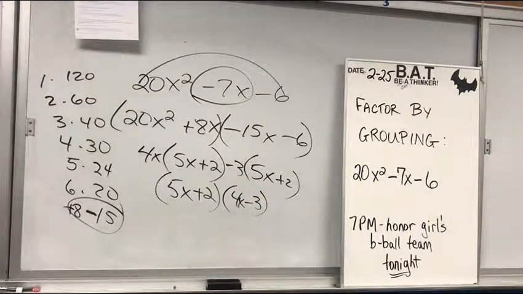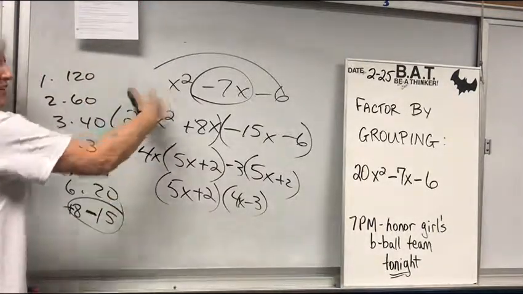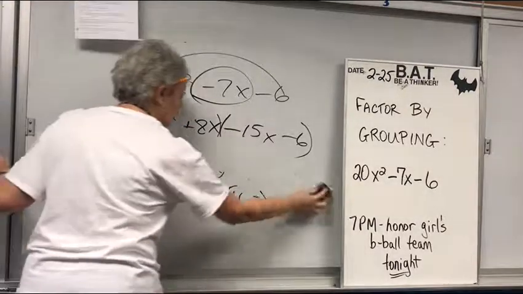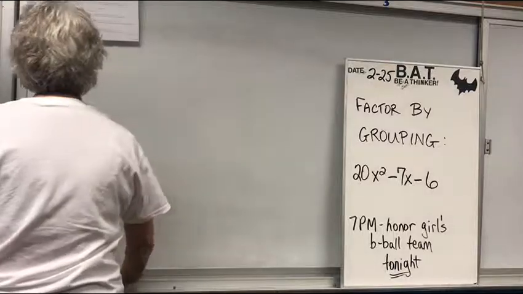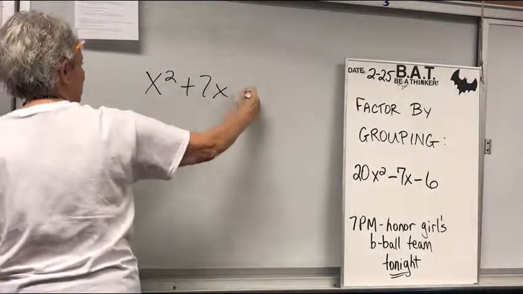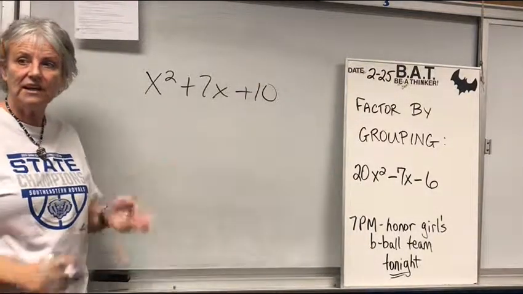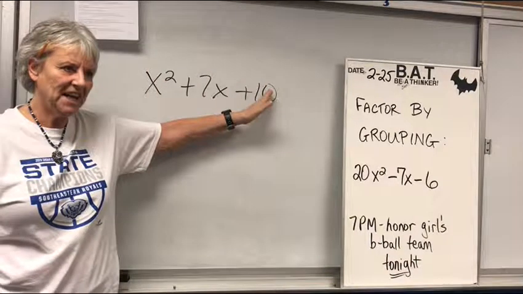Now the fun part. When there is no number in front of x squared, you have a shortcut. So easy. We're going to take x squared plus 7x plus 10. Now, this is really the same thing you've been doing, only this time it's 1 times 10.